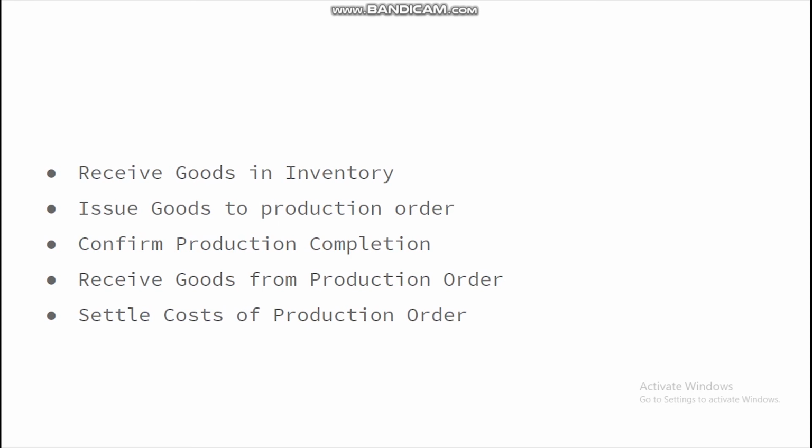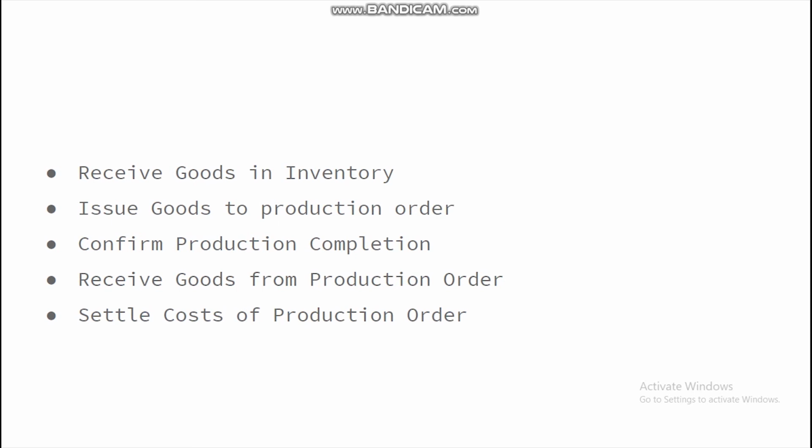And then there is confirm production completion. So when the assembly has been completed for the current production order, confirm the completion for the production order. And then receive goods from production order. In this process, we will receive the completed products into finished goods inventory and post a goods receipt from your production order.